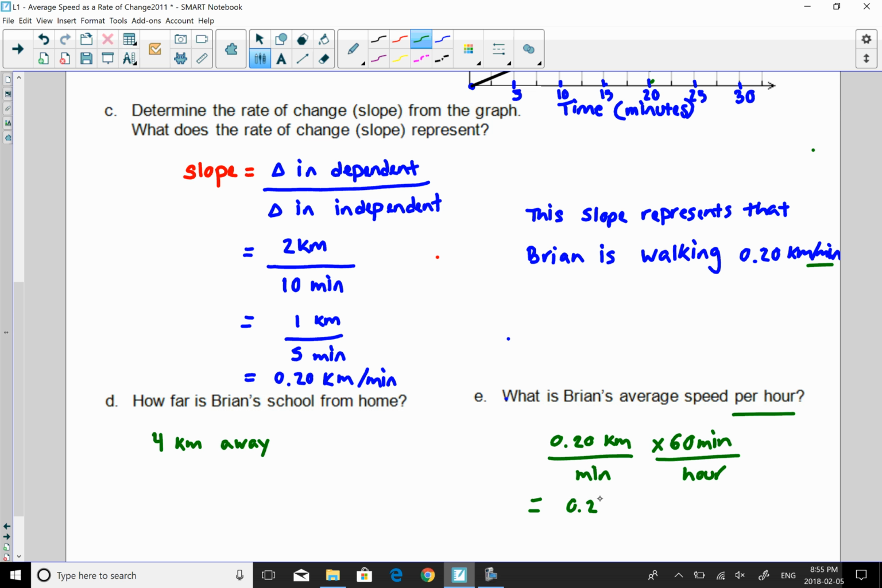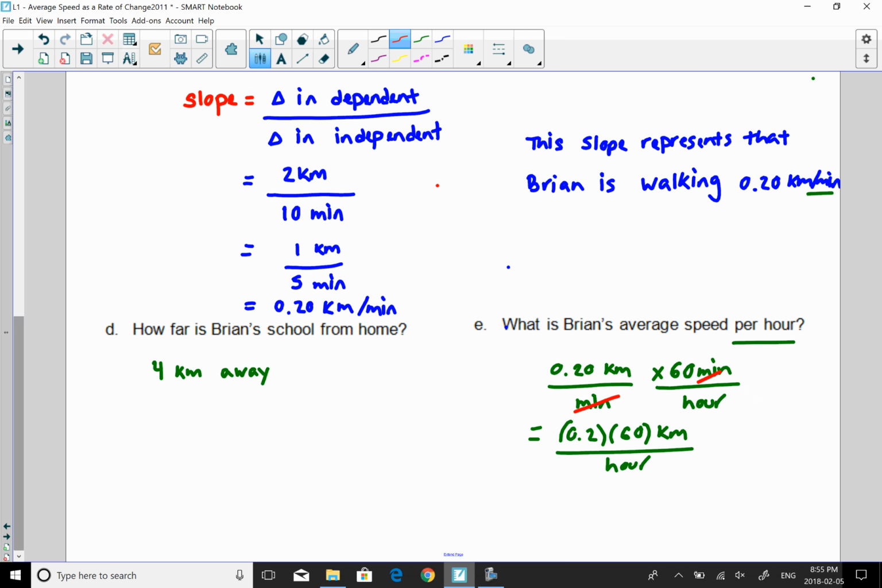0.2 times 60 kilometers over hours. So again, this will cross that out. That's how I know that's the right way to multiply. And I'm left with 12 kilometers per hour.